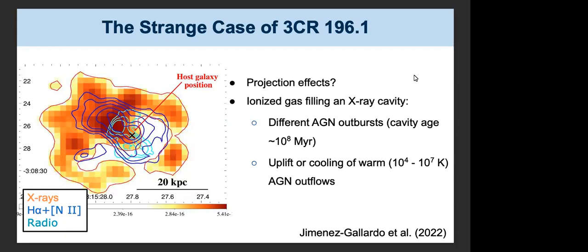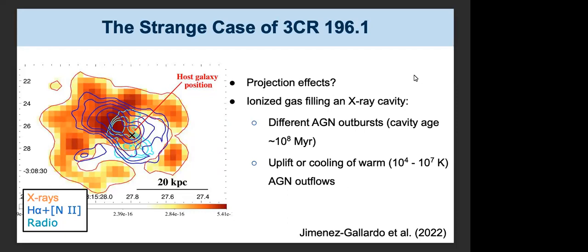In that case, we would have two possibilities. Either it's caused by a different AGN outburst, and in that case, we'd have shock ionization causing this ionized gas. And that is actually consistent with the fact that the cavity age is above, by one order of magnitude, the typical duty cycle of AGN.